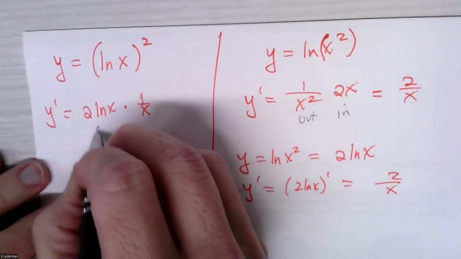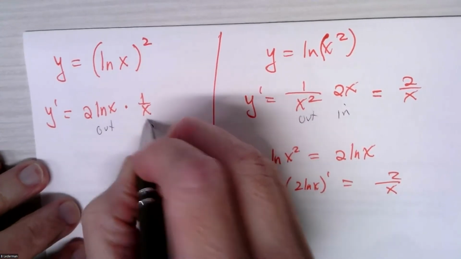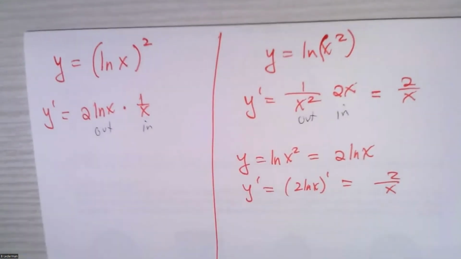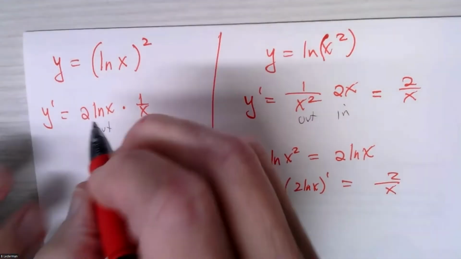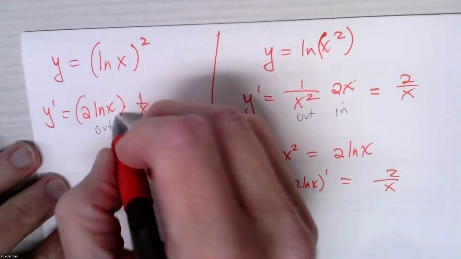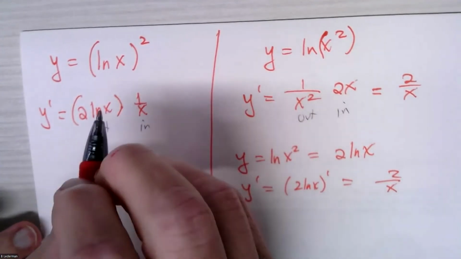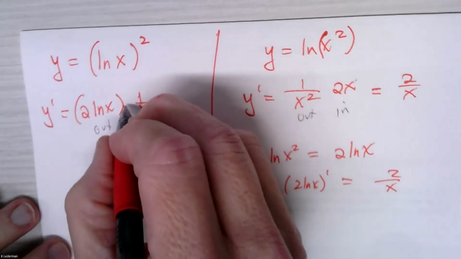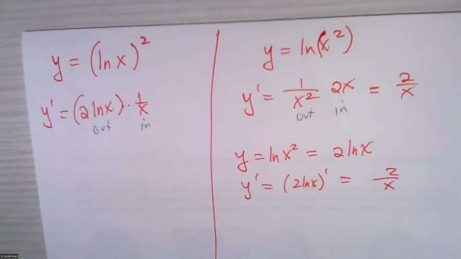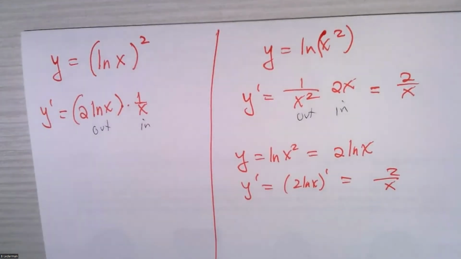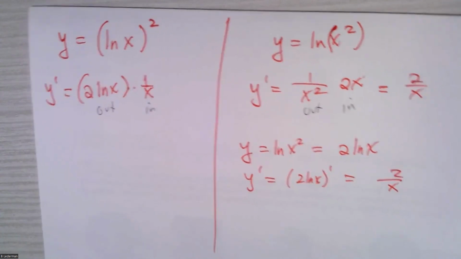So that's my outer, and that's my inner. That's my outer derivative. That's my inner derivative. And I'm going to put parentheses here just so you realize that it's not the ln of x times 1 over x. It's 2 ln x, and that whole quantity is multiplied by 1 over x. And that's it for part 1.